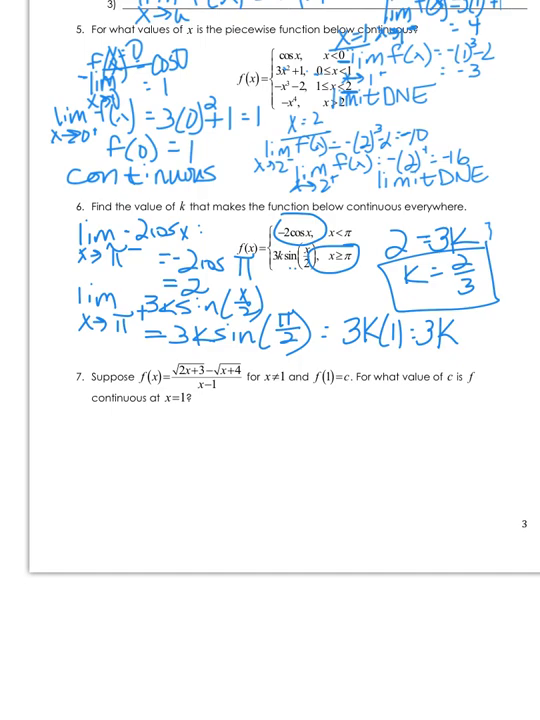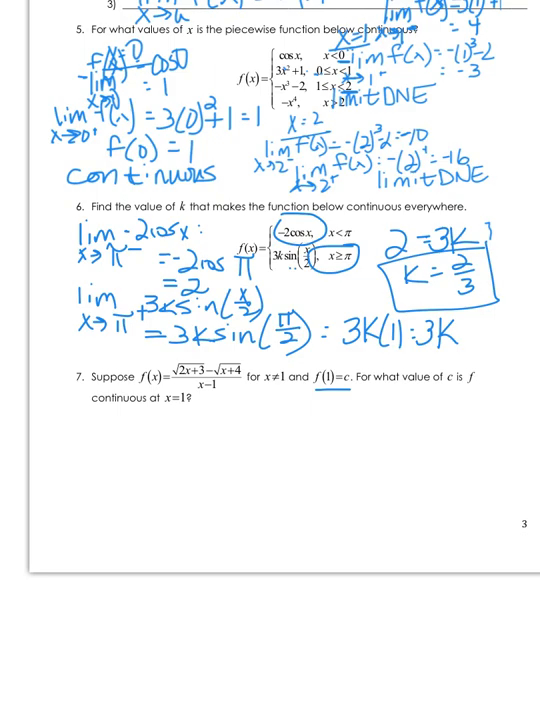Okay. Number 7, so let's read this because it is a little confusing. Suppose f of x equals this ugly function for x not equal to 1. So in other words, we can't plug in 1 because we have this x minus 1 in the denominator. We can't divide by 0, okay? And f of 1 is equal to c. For what value c is f continuous?